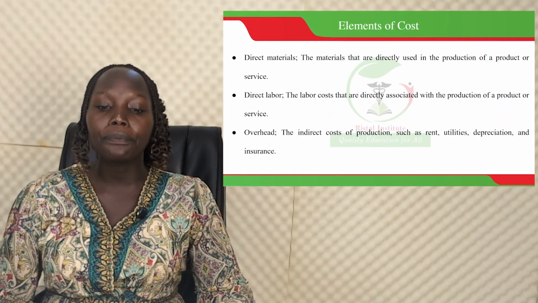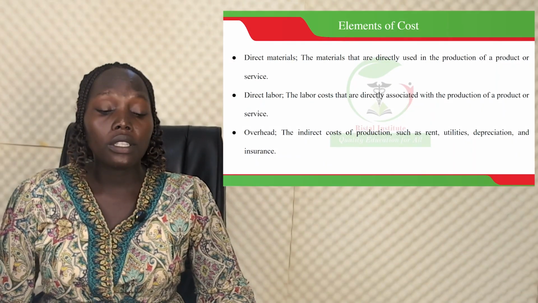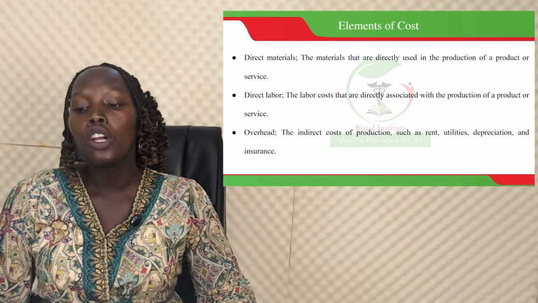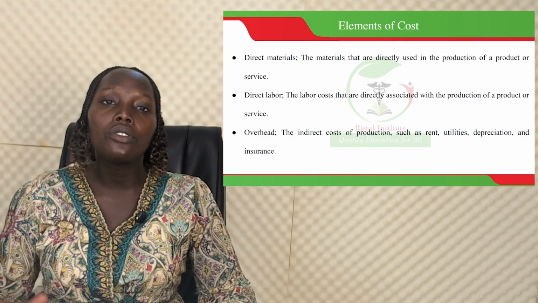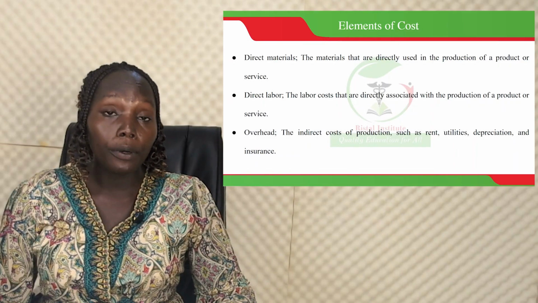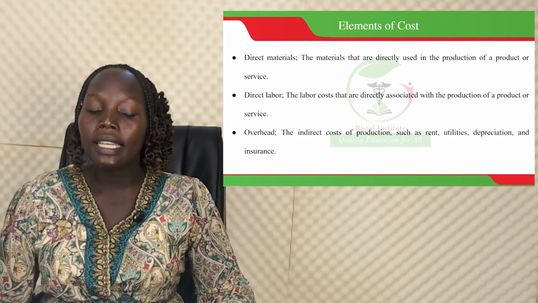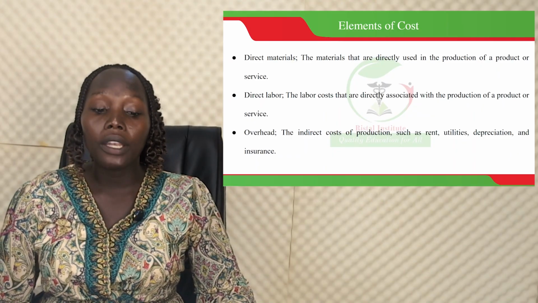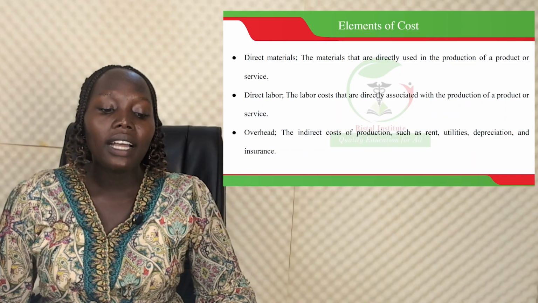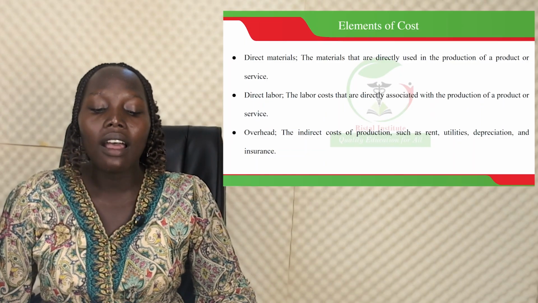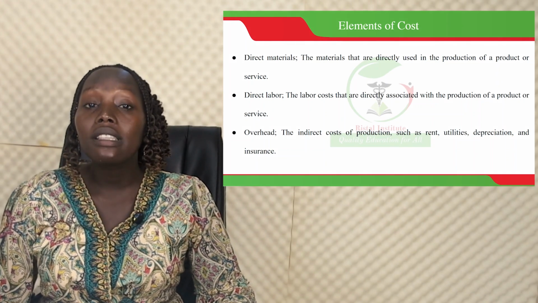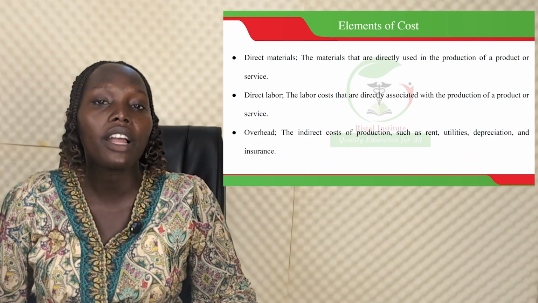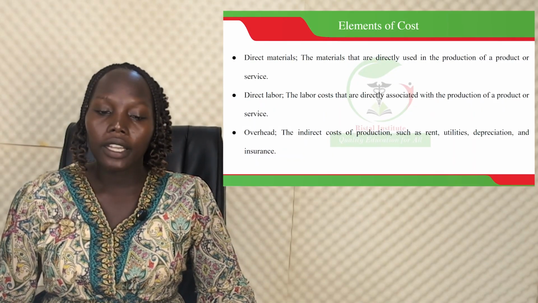And then also let's look at the elements of cost. We have the direct materials. The direct materials, these are the materials that are directly used in production of a product or the service. So we have direct labor. The labor costs that are directly associated with the production of a product or the services. And then also we have the overheads. The overheads, these are the indirect costs of production. For example, we have the rent, we have the utilities, we have the depreciation, and then we have the insurance. These are all under overheads.